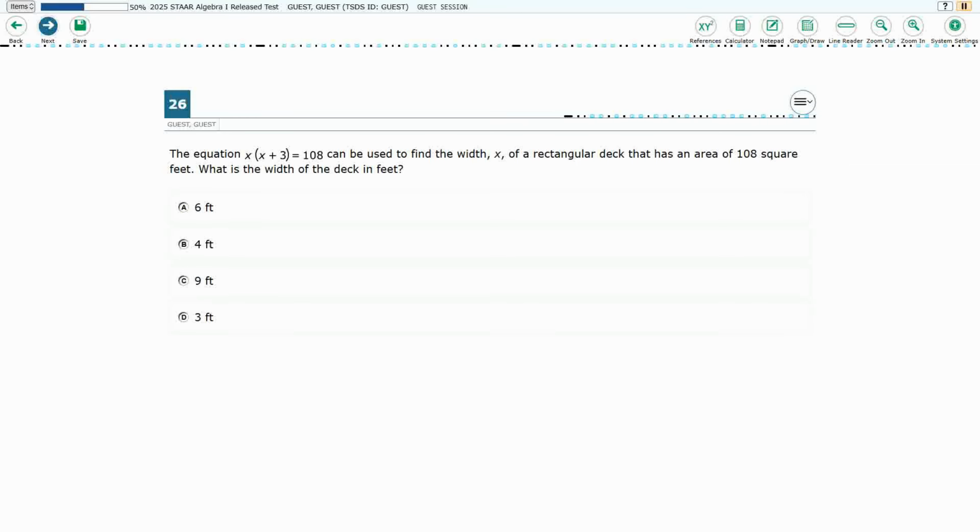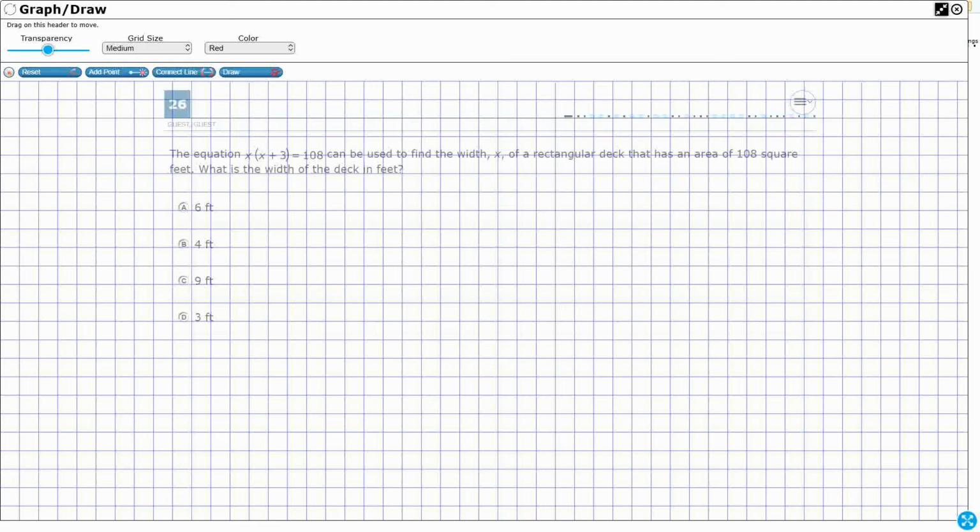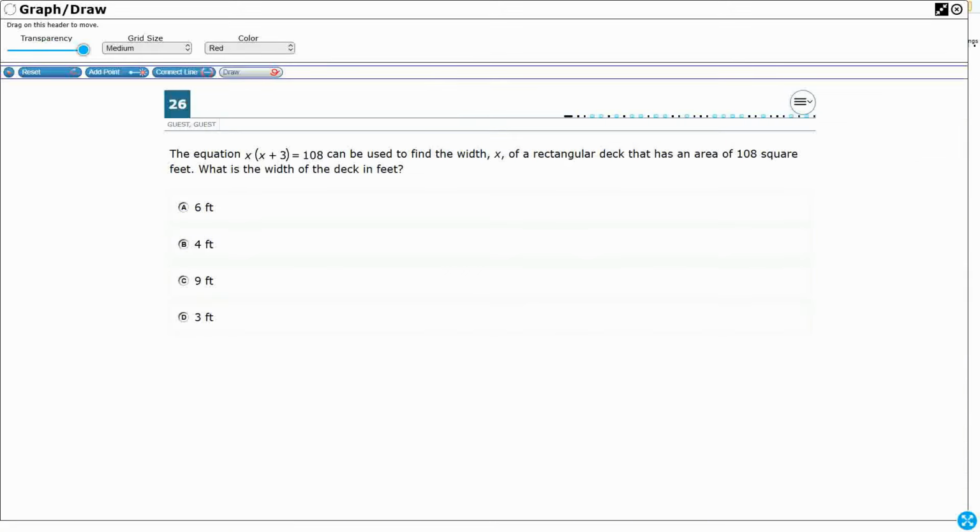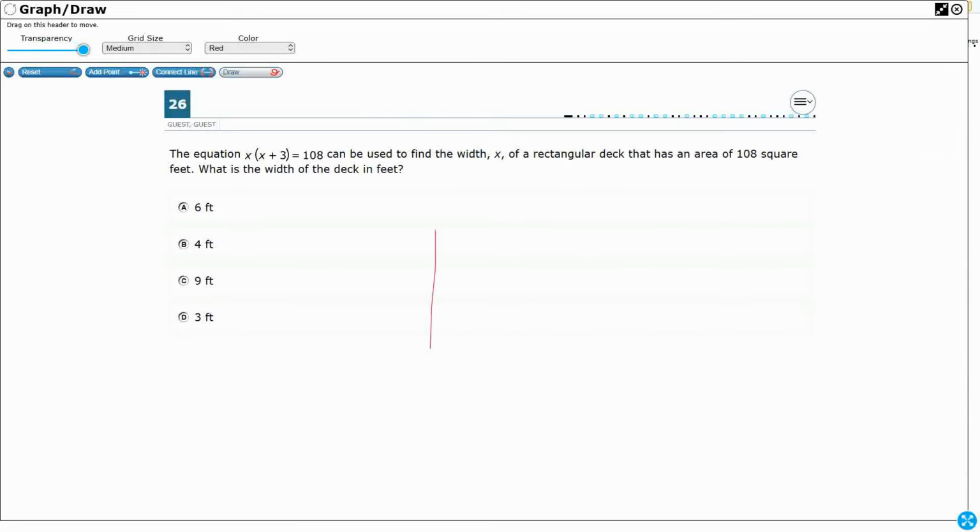26, we are solving quadratics, and we have an equation we use to find the width of a rectangular deck with an area of 108. What is the width? You might be thinking we're missing some numbers or some dimensions. Let's draw it and we'll figure out what we're talking about. And this is A.8a. So we're taking what we know about algebra and applying it to geometric situations here.